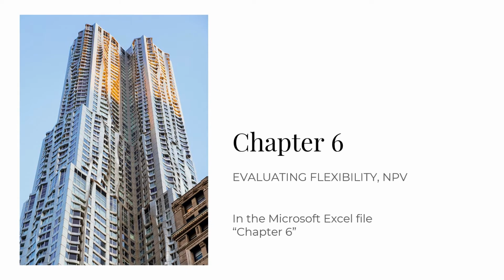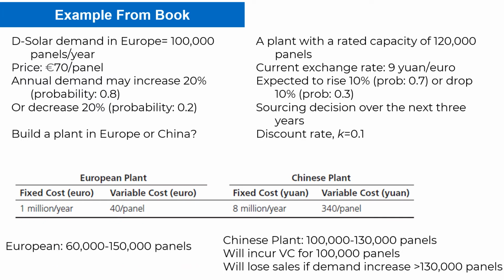For chapter 6, we will review evaluating flexibility and the NPV, or net present value. I also have put the Microsoft Excel file with the name chapter 6, so it is recommended that you download the Microsoft file. This is the example from the book that Pariski also explained before in the class.